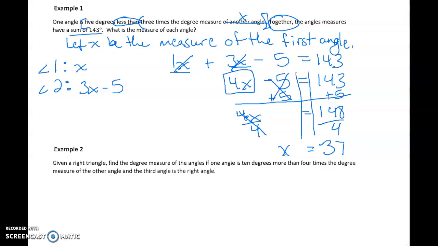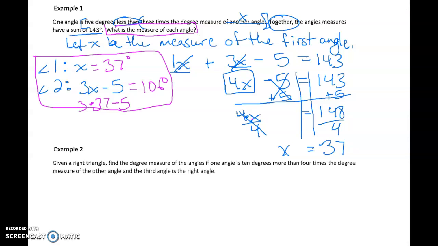Always make sure that you are answering the question being asked. What is the measure of each angle? So is 37 our answer if it says what is the measure of each angle? Well, no. We know that x is 37 degrees. That's angle 1. Angle 2 is going to be 3 times whatever x is, well, it's 3 times 37 minus 5. Now, if you were to take a calculator and write that in, you would get 106 degrees. So the measure of angle 1, sorry, I'm again getting sloppy here, is 37, and the measure of angle 2 is 106. We are writing, and then we're solving. Let's look at one more example.